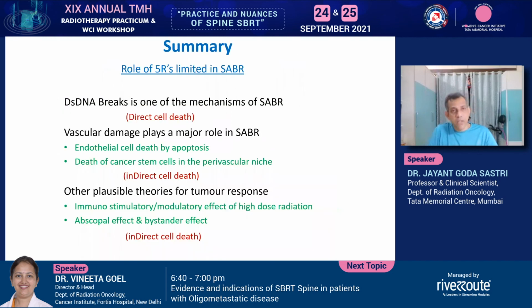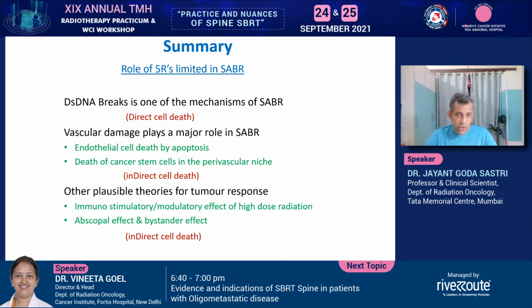Therefore, to summarize, the role of the 5 Rs is limited in SABR. Double-stranded DNA break is one of the mechanisms of SABR, although not the most important mechanism. It is the cause of direct cell death. However, what is major and important for SABR is the vascular damage, which occurs due to endothelial cell death by apoptosis and death of cancer stem cells, which reside in the perivascular niche.